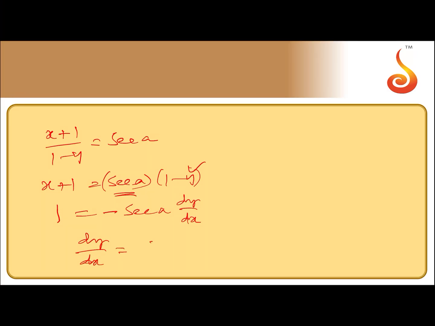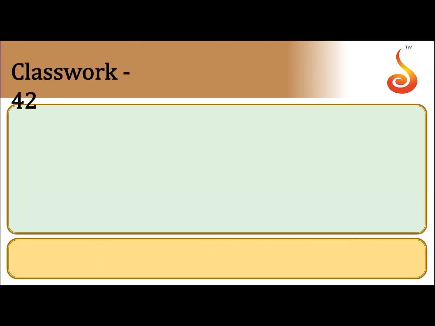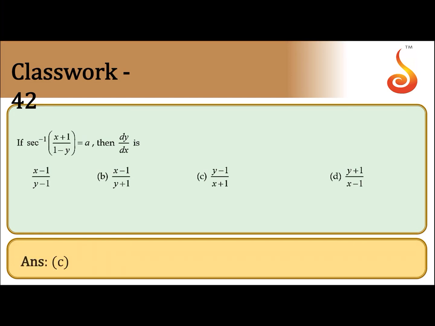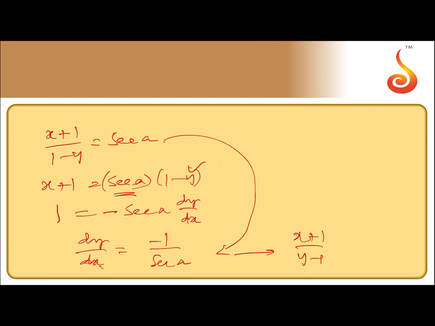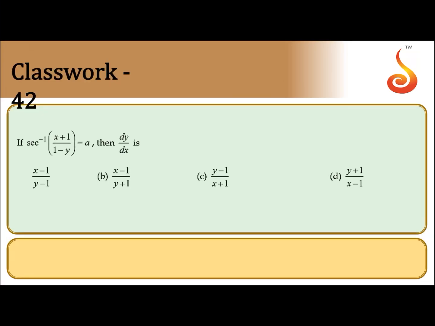So dy by dx is equal to minus 1 by secant a. But secant a from here I can directly substitute, and you will get (x plus 1) divided by (y minus 1) would be the answer for the problem. X plus 1 divided by y minus 1. Dy by dx, is it the reciprocal? Yes, I hope it's the reciprocal of this one, and that is equal to (y minus 1) divided by (x plus 1). Thank you. So the answer is y minus 1 by x plus 1.